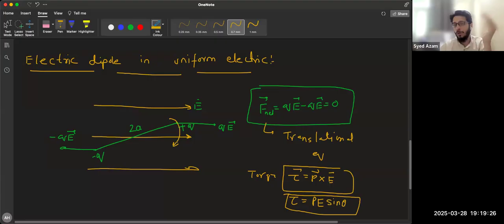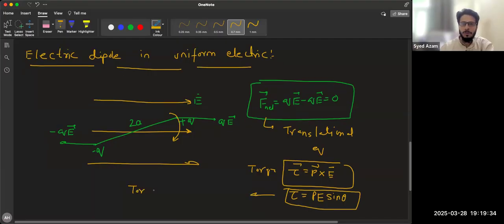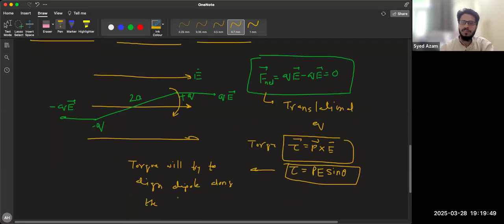The dipole will rotate until it aligns along the electric field. So the torque will try to align the dipole along the field. Now it's a separate discussion whether the dipole will get aligned or not. The dipole will try to align along the field but will keep on oscillating, and this oscillation is SHM, which we will discuss in the next numerical.